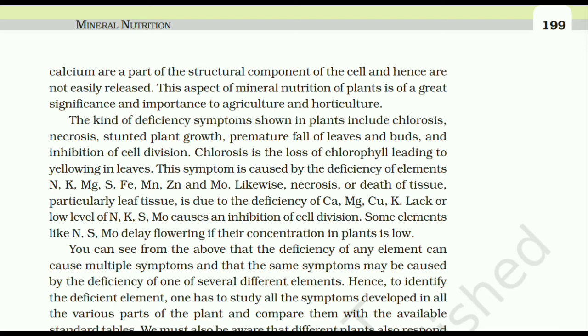Likewise, necrosis, or death of tissues, particularly leaf tissue, is due to deficiency of calcium, magnesium, copper, potassium. Lack or low level of nitrogen, potassium, sulfur, and molybdenum causes inhibition of cell division. Some elements like nitrogen, sulfur, molybdenum delay flowering when their concentration in the plant is low.